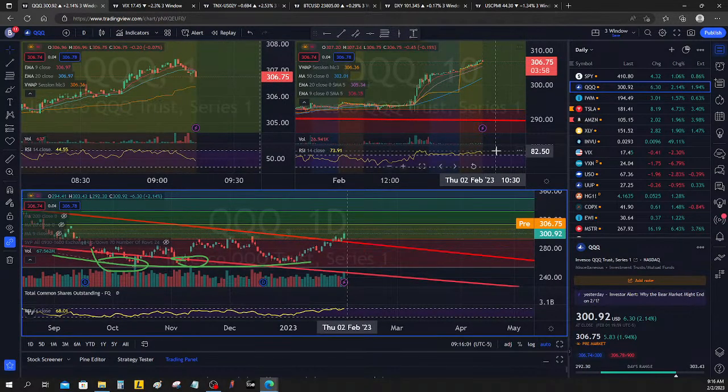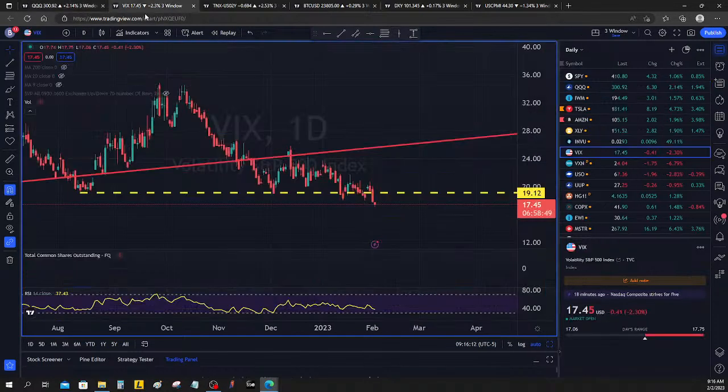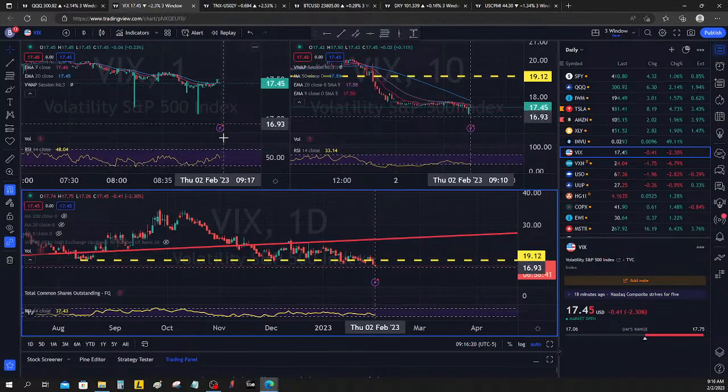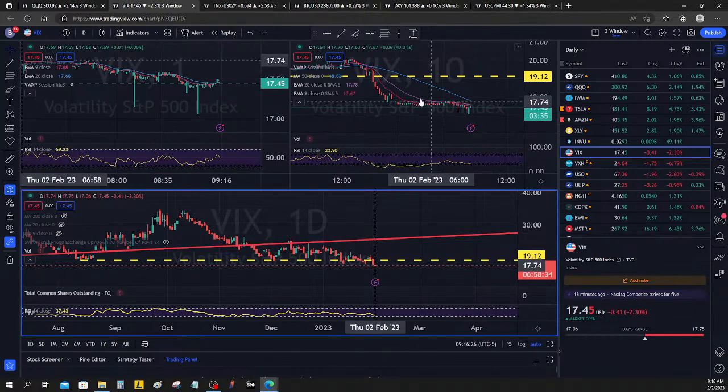Okay, so it's overbought on the 10-minute, and on the 1 minute the relative strength index is in the middle. And the VIX is almost certainly going to be the same, just inverse. So the VIX has come out of oversold in the pre-market on the 1 minute, and is pretty much in oversold on the 10-minute.